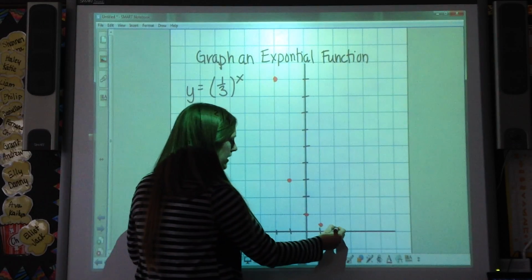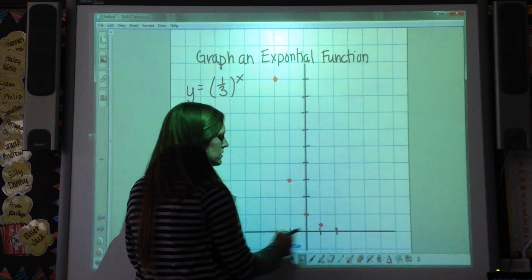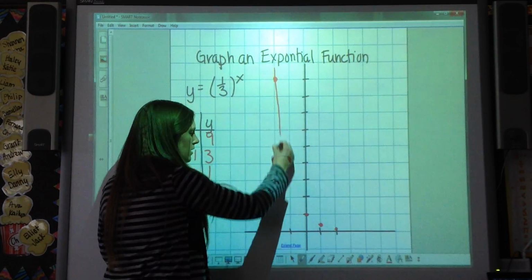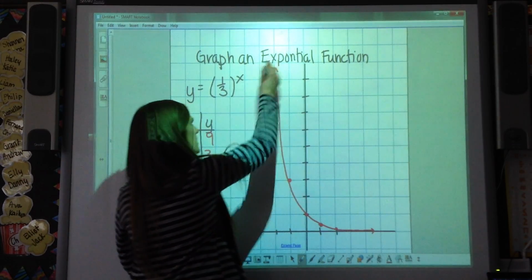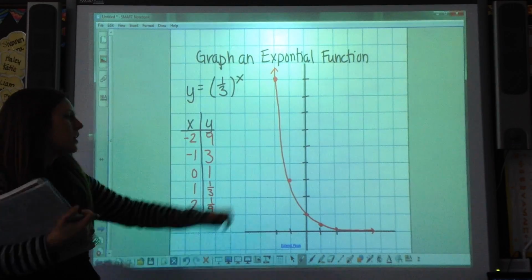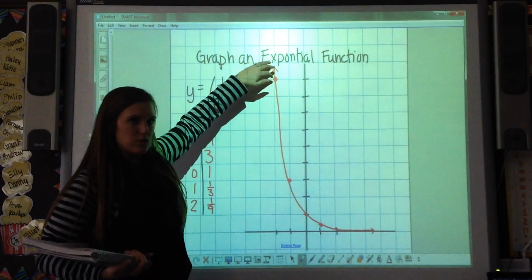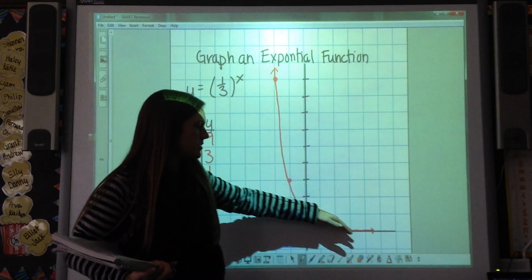And then (2, 1/9). Same thing, envision cutting that into 9 spaces, and you only want 1. Okay, this works very close to exponential growth. Instead, this is called exponential decay, so we're getting smaller and smaller and smaller.